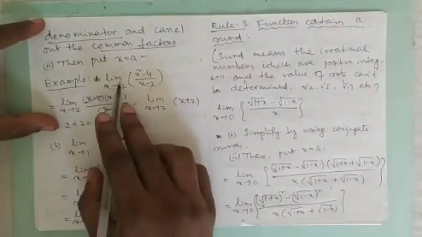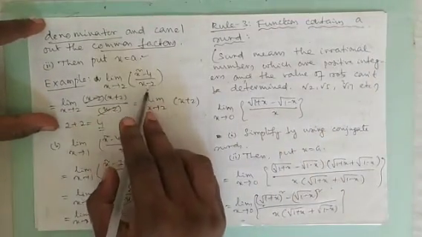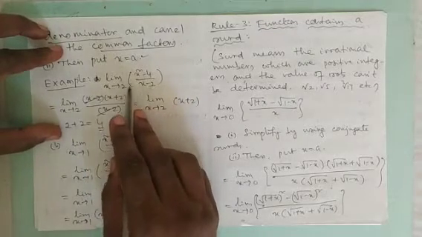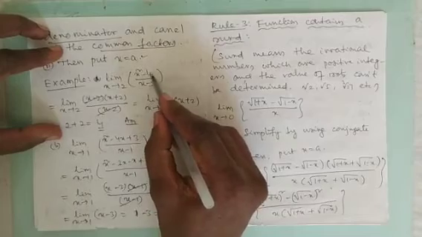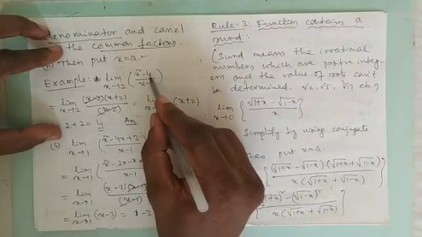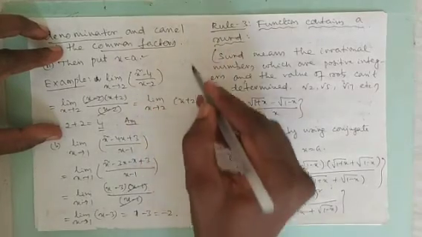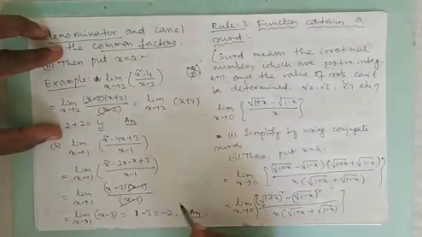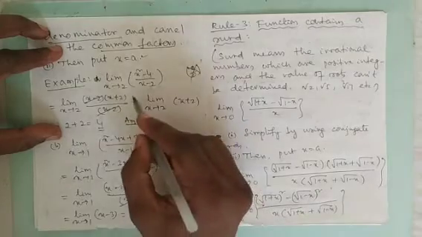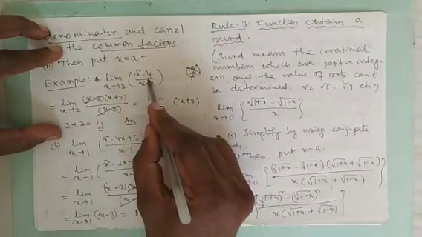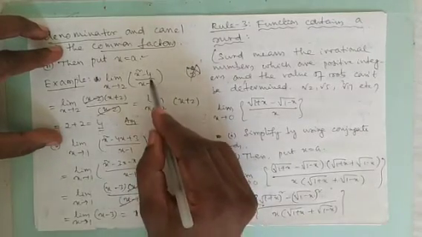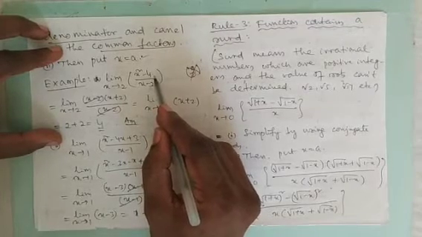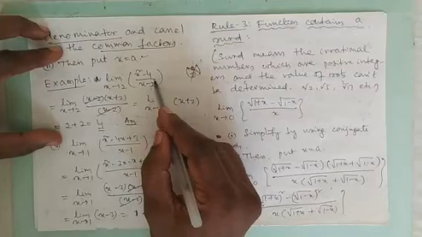For example, let us take limit x tends to 2, x square minus 4 by x minus 2. If I put x equal to 2 directly, what happens? 2 square minus 4 by 2 minus 2 means 4 minus 4 by 2 minus 2, which comes in the 0 by 0 form, which is indeterminate. Therefore, I can't put the value of x directly in this function. So what do I have to do? Because it is a rational function, I have to first factorize it.